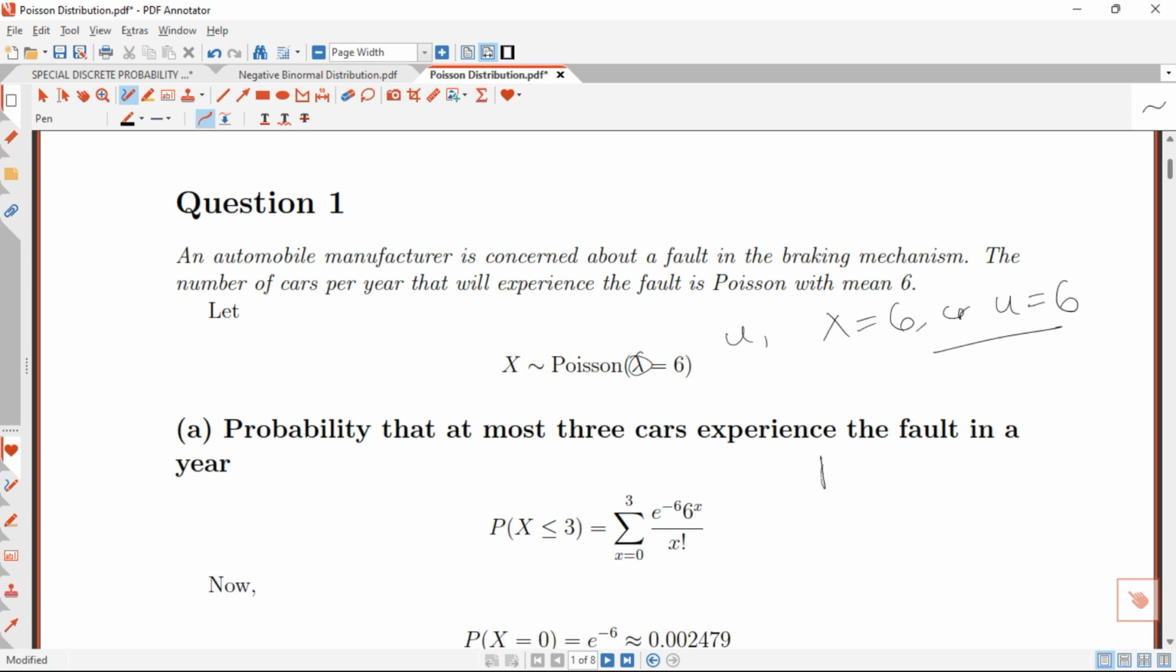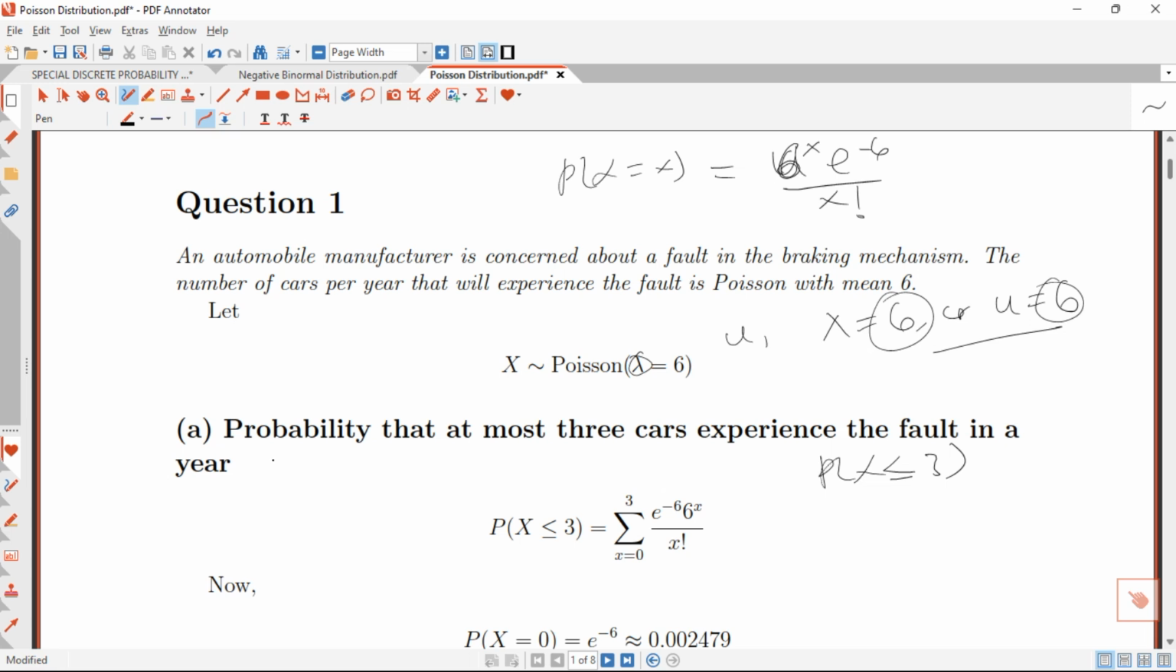So here we are going to calculate the probability that x is less than or equal to 3. Already we have our lambda or mu. So the probability that x is equal to x is mu raised to the power x, which is 6 raised to the power x, e raised to the power negative 6, all divided by x factorial. That's what we have.